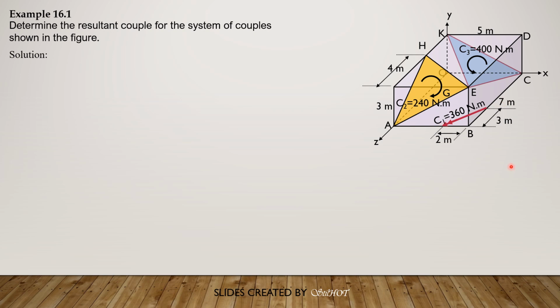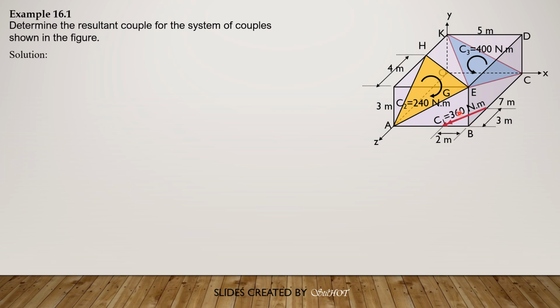So you point your right thumb towards the direction of the double arrow. Couple 2 is on plane AEH, and it is rotated in that sense. And couple 3 is on plane KAC, and it is rotated in that sense. The sense is in that direction. So for couple 1, express it into its rectangular components.